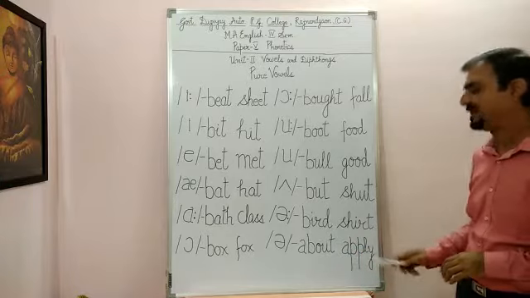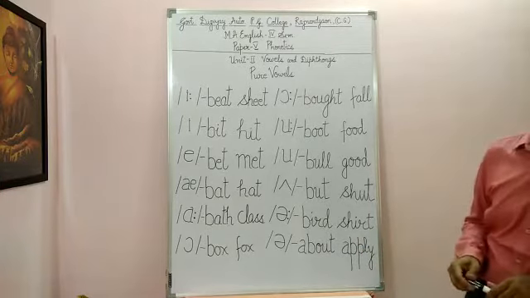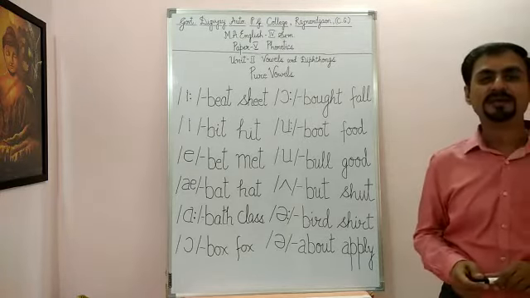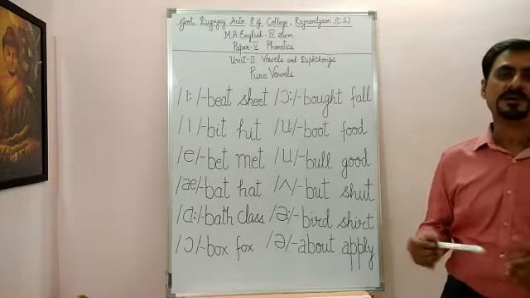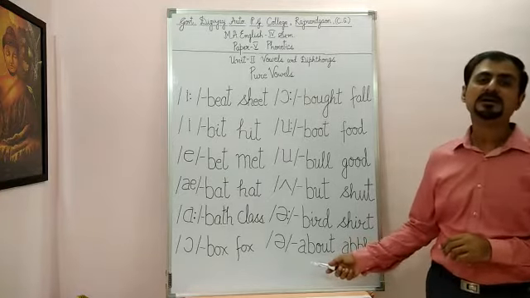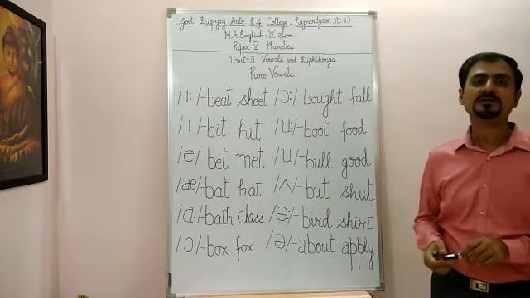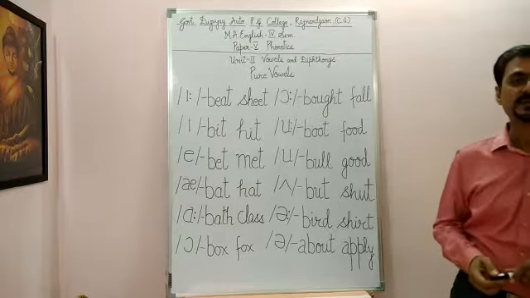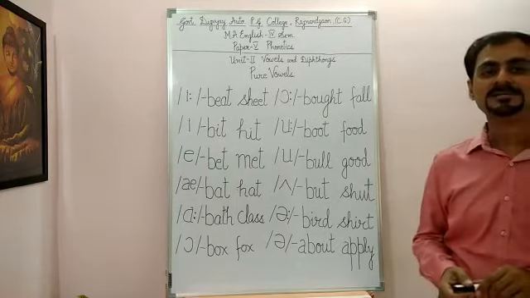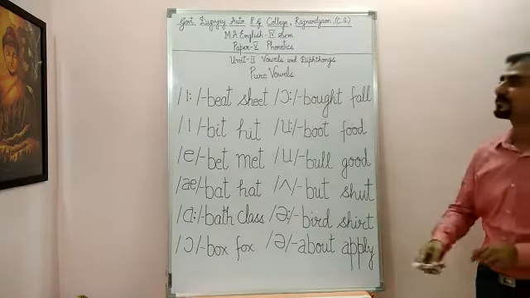A-B-O-U-T, A-P-P-L-Y. How do we pronounce these generally? We pronounce these words as about, apply, application. But exactly the sound is the neutral vowel: about, apply, application, academy. A as in about, A as in apply, A as in application. So let's repeat once again.